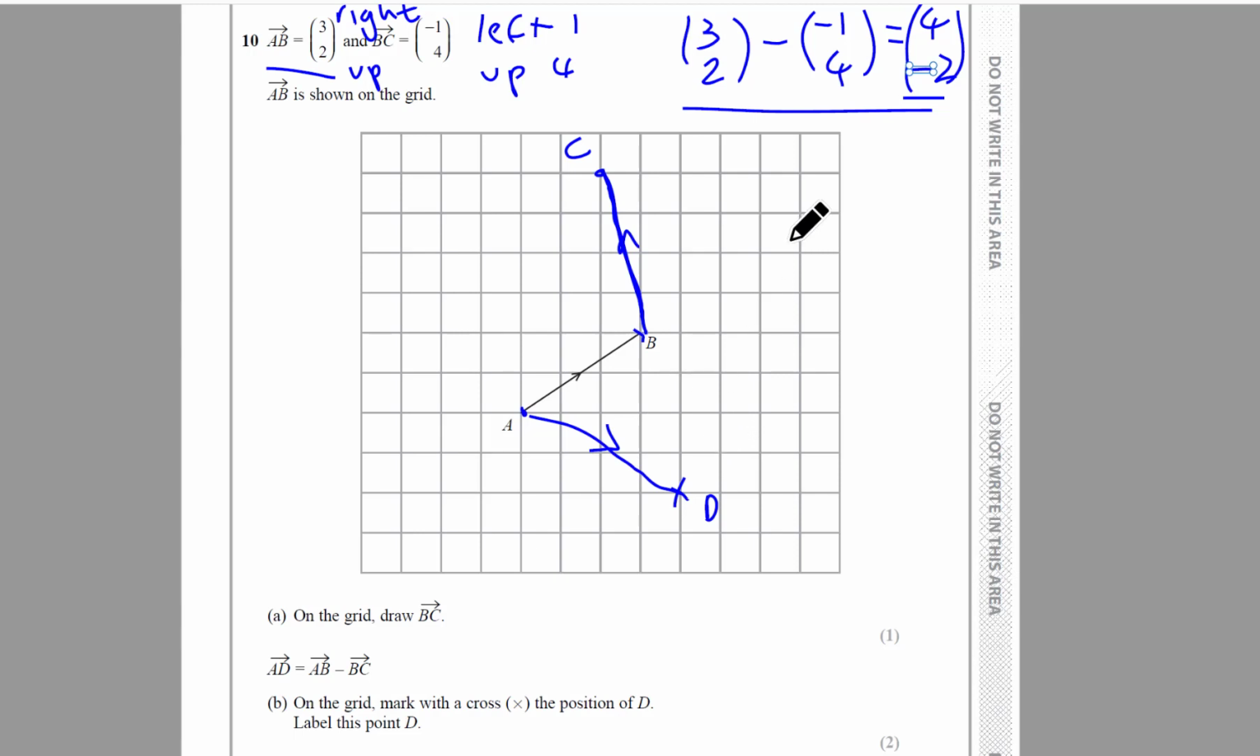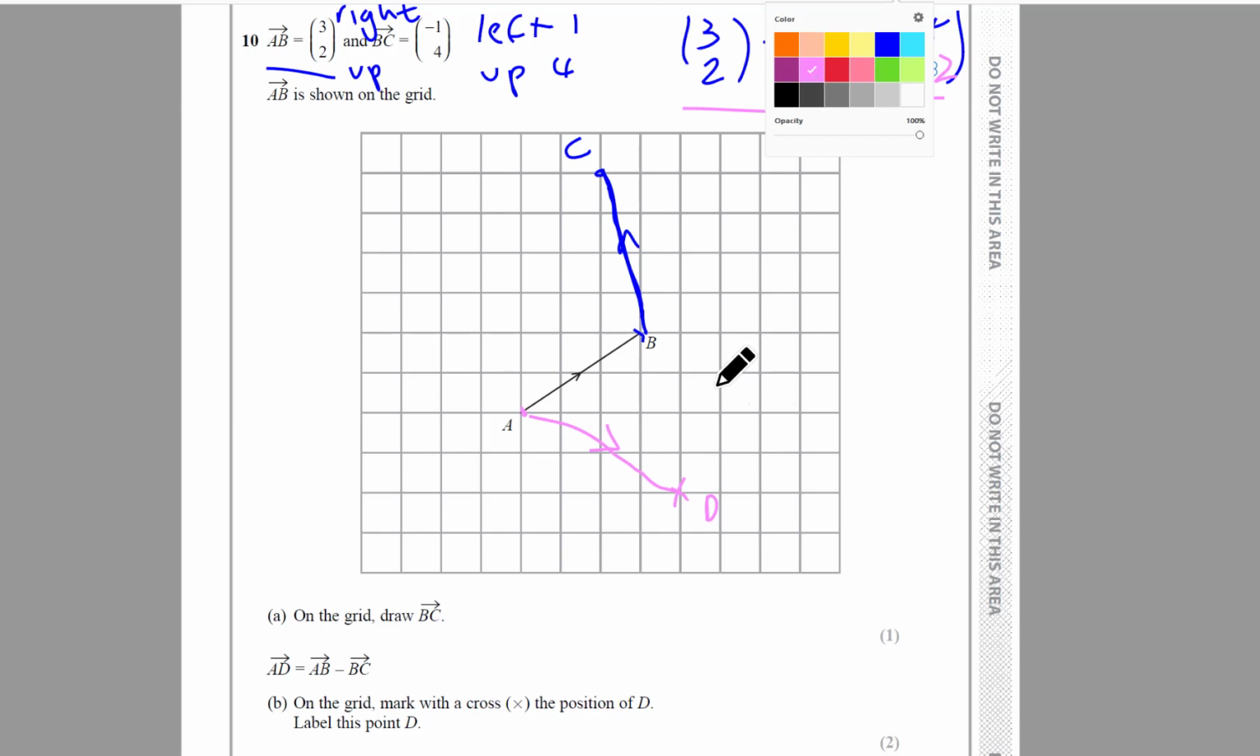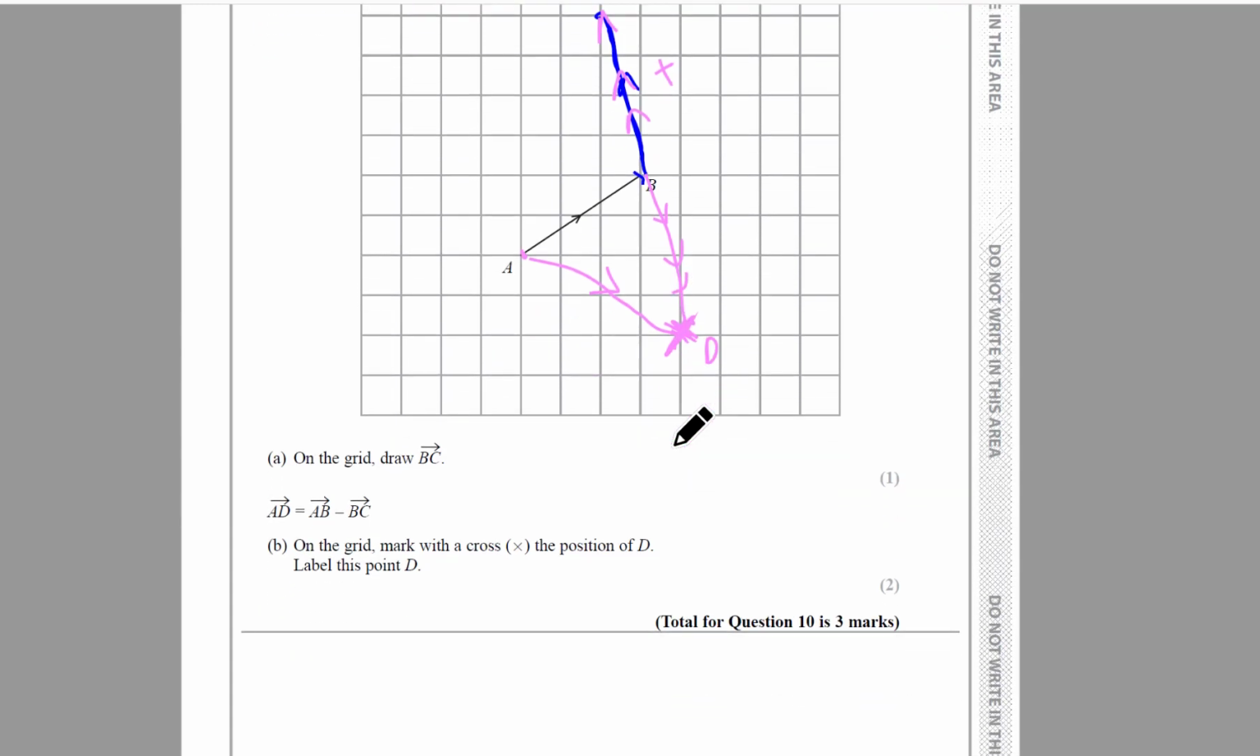Now this will make sense because if you see BC, that's positive going this way. If it's negative, it's going in the other direction, so we just continue that line, so it'll be going this way, and then that's where you can see with a big cross D is there, and that will get you your 2 marks. That's easy if you know what to do.